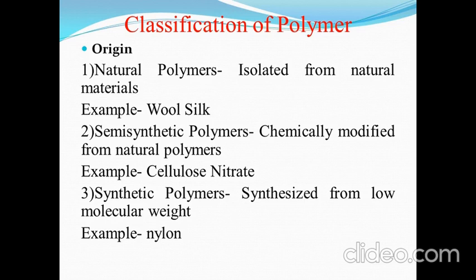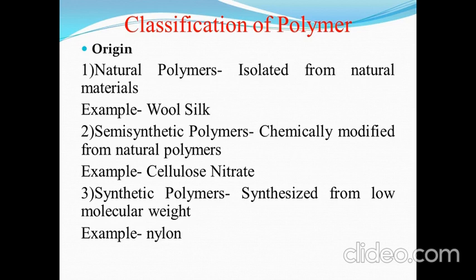The second type of polymer is semisynthetic polymer. These are chemically modified natural polymers. The natural polymer undergoes various reactions. Examples of semisynthetic polymers are halogenation of rubber and cellulose nitrate.